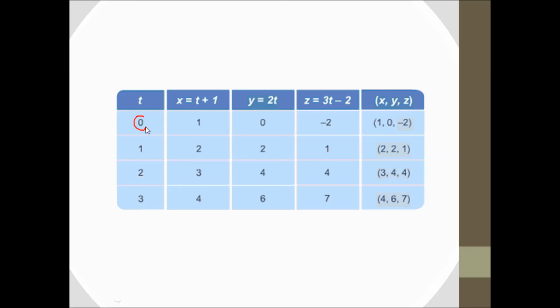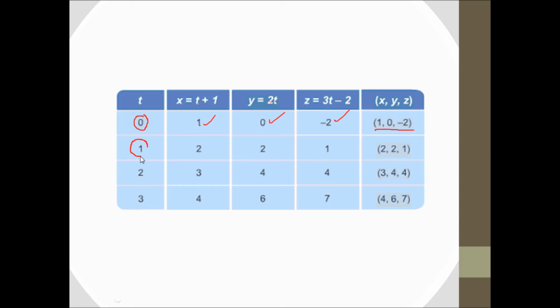So when t is 0, I plug in 0 for t. So 0 plus 1 is 1. I plug in 0 for t here. 2 times 0 is 0. And I plug in 0 for t here, and I get negative 2. So I can graph the point 1, 0, negative 2 on a 3-dimensional coordinate plane.